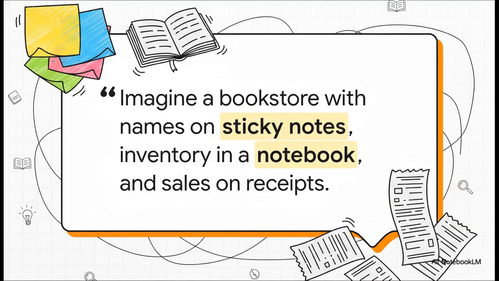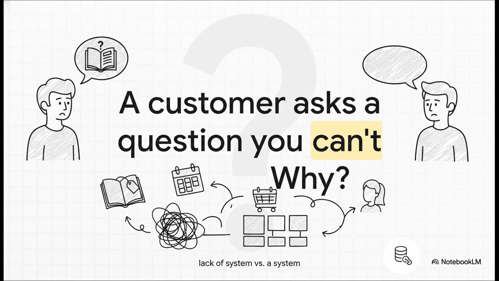Okay, so picture this. You're running a small, charming bookstore. It's your passion project. But the reality is a little messy. You've got customer names scribbled on sticky notes, inventory counts in a beat-up notebook, and your sales records are basically just a shoebox full of random receipts. You have all this information, but it's pure chaos. You're not in control. And then, of course, it happens.